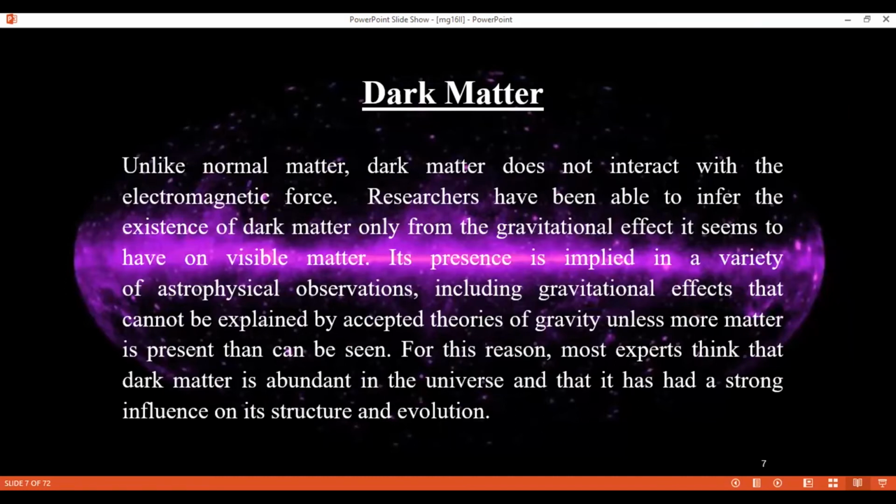Dark matter, unlike normal matter, doesn't interact with the electromagnetic force. Researchers have been able to infer the existence of dark matter only from the gravitational effect it seems to have on visible matter. Its presence is implied in a variety of astrophysical observations, including gravitational effects that cannot be explained by accepted theories of gravity unless more matter is present than can be seen. For this reason, most experts think that dark matter is abundant in this universe and that it has had a strong influence on its structure and evolution.